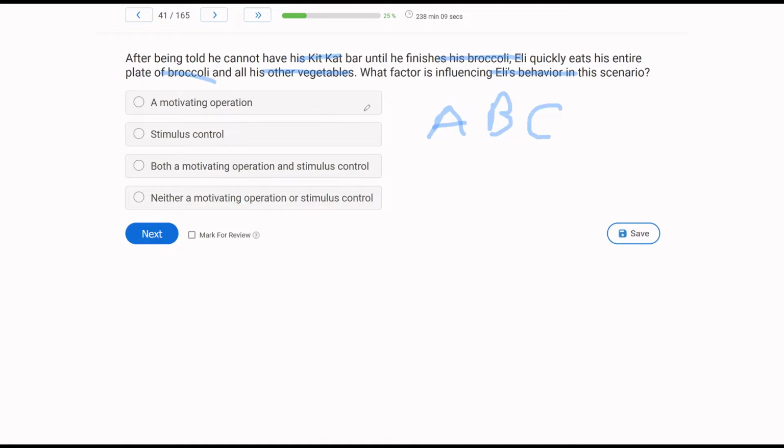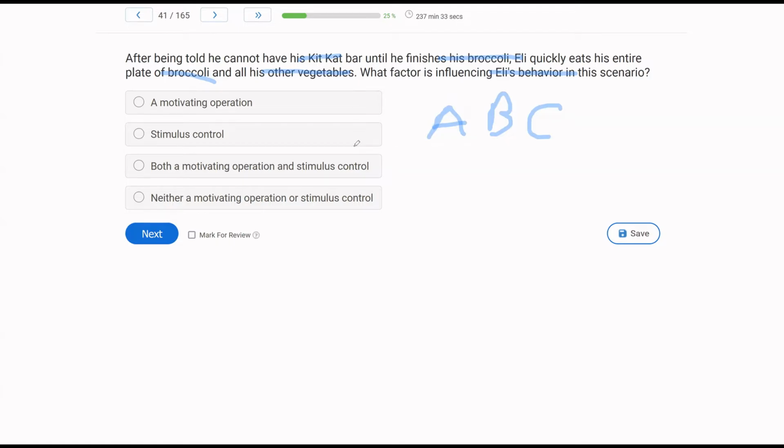A motivating operation. Not until Eli was told that he could have his Kit Kat bar did he quickly eat his broccoli. So the value of eating broccoli went up, right? Because the value of eating broccoli went up because of the consequence of receiving the Kit Kat. So it was more valuable to engage in the behavior of eating the broccoli once he was told he would get the Kit Kat bar. So it was a temporary evocative effect thanks to the motivating operation.